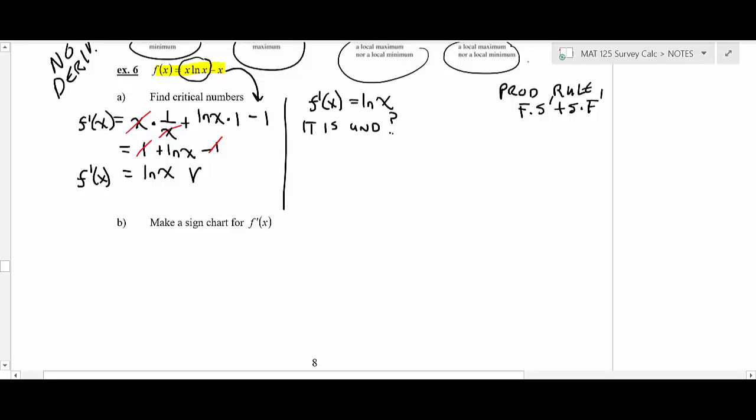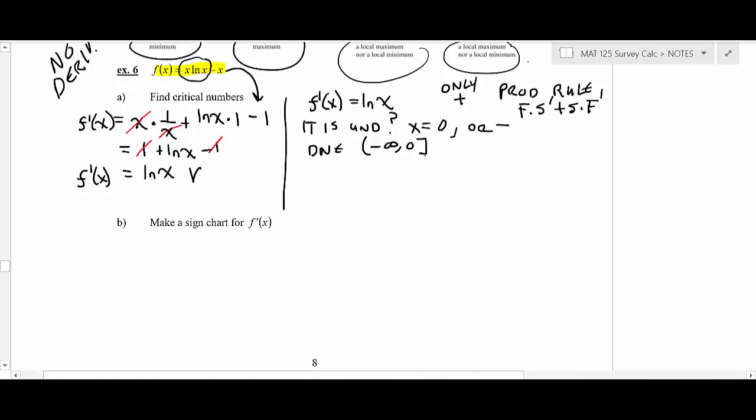What kind of numbers can you take logarithms of? Okay, good. Only positive. So it's undefined whenever x is 0 or negative. So the derivative does not exist on the interval negative infinity to 0. And actually, I'd have to include that 0. You can't do a logarithm of 0.